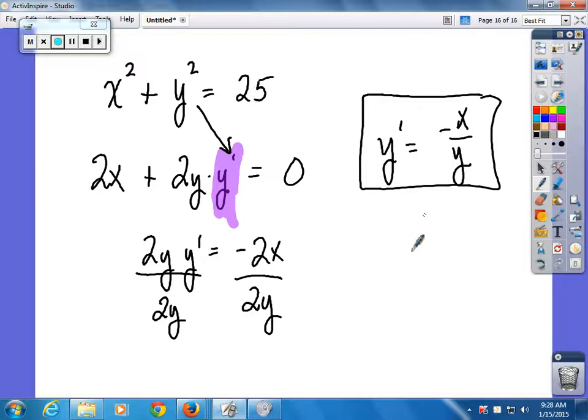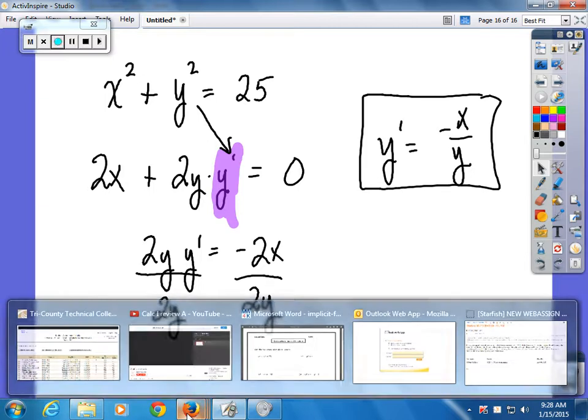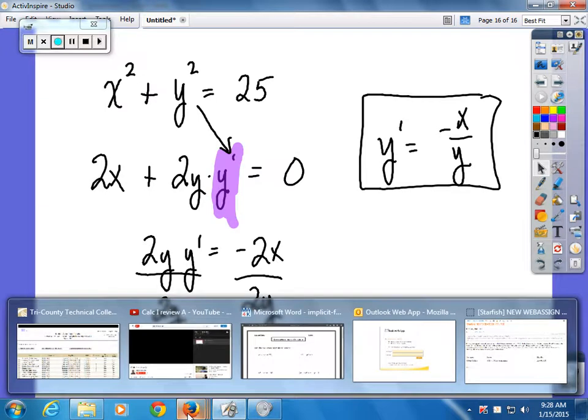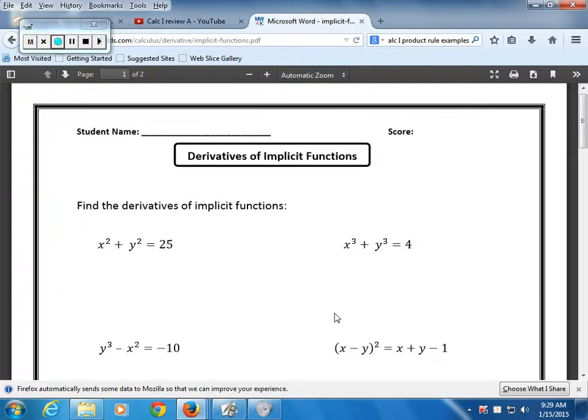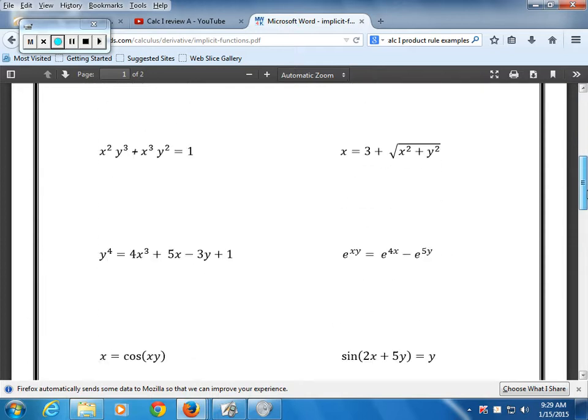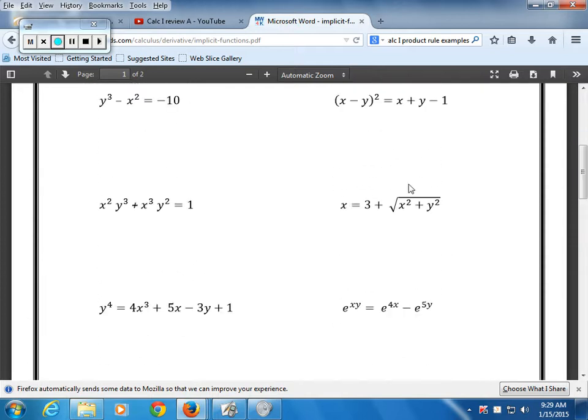Let's do a couple more implicit ones, because I'm going to give you a couple on your first test, just to make sure you reviewed. So let's go back to our, there we go, let's do that one right there. I'll just put the cursor on it. X squared y cubed plus x cubed y squared is equal to 1.